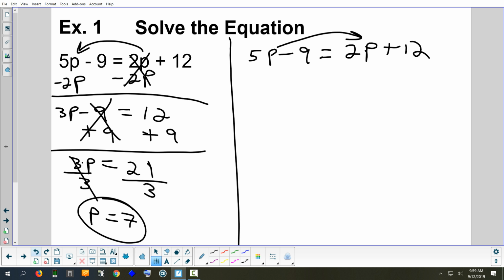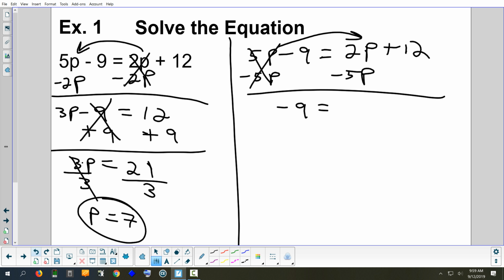That's subtraction. That minus goes with the 9. So the 5p is positive. So what's the opposite? Negative. So minus 5p, minus 5p. 5p minus 5p cancels out. What's still on the left side? 3p. Yes. Negative 9. Now, what's going to happen with 2p minus 5p? That's going to be negative 3p. Now, we're not wrong. That's okay. But doing it this way, you're going to have to deal with negatives. So 2p minus 5p is negative 3p.